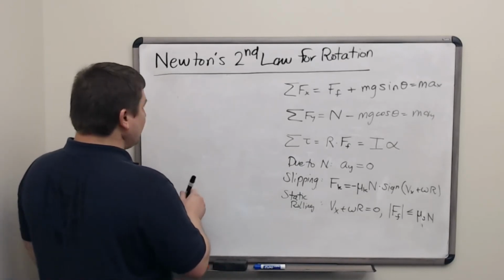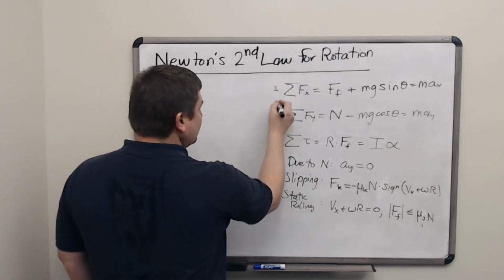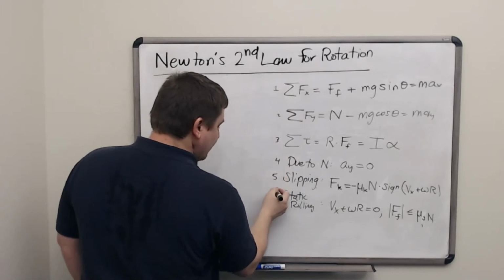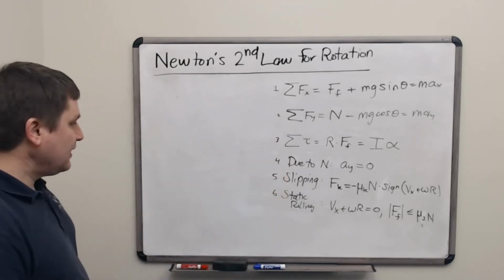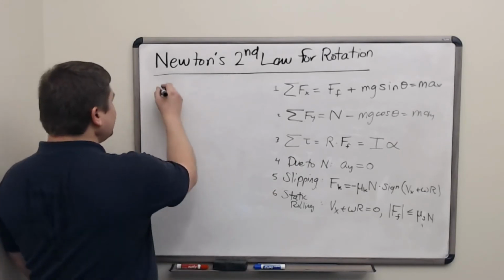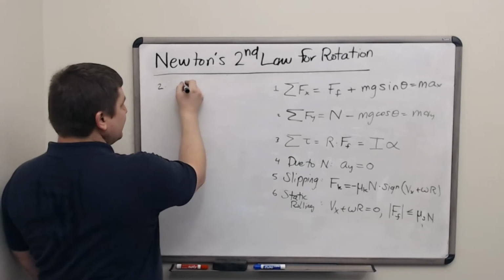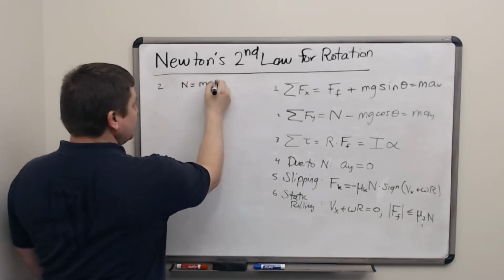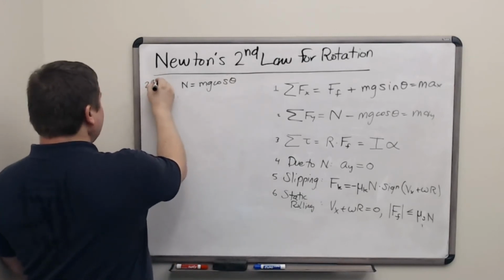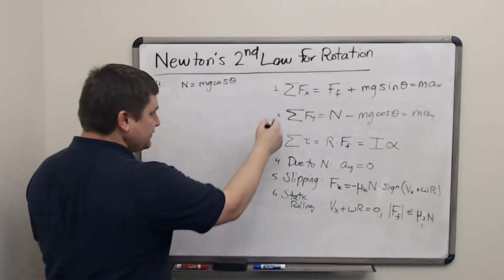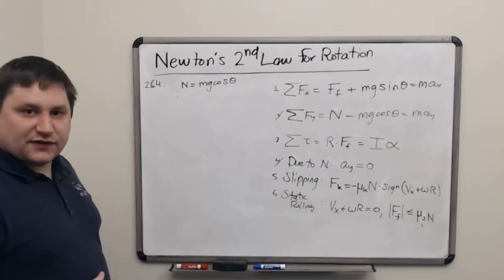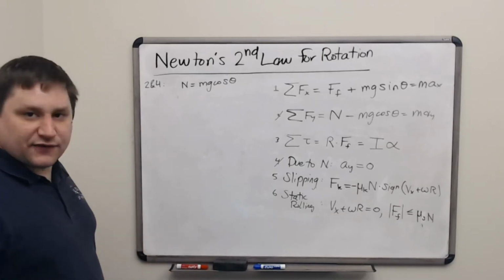All right. First, let's label these 1, 2, 3, 4, 5, and 6. Those are 6 things that we can use. Let's look at equation 2 first. From equation 2, I get n equals mg cosine theta. This is actually 2 and 4 combined. So 2 and 4 are used up. And this is the formula for the normal force, independent of what the friction is doing. That's good.